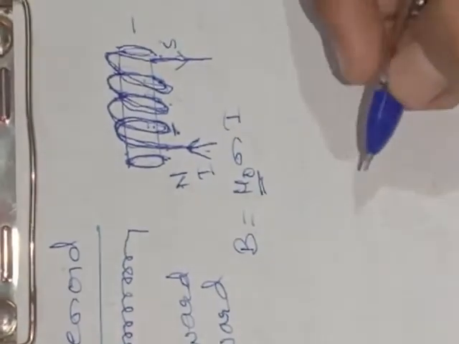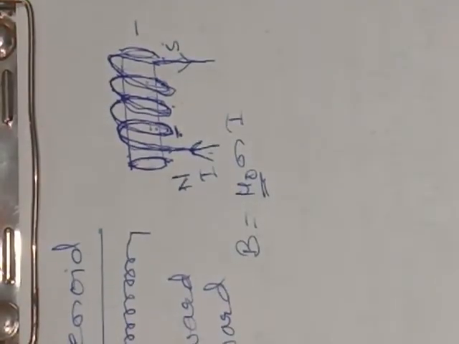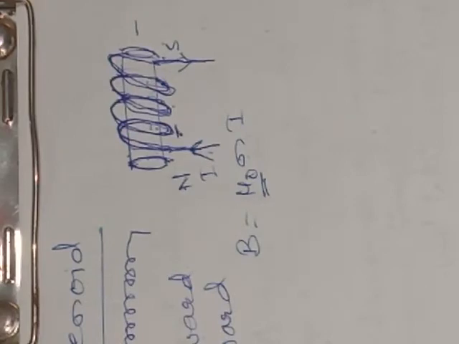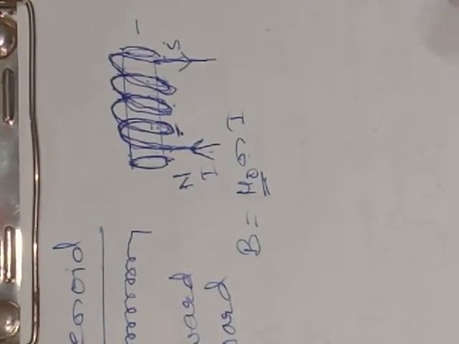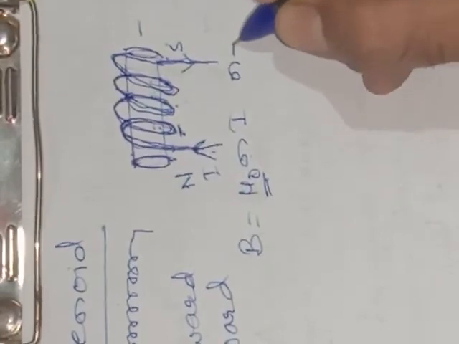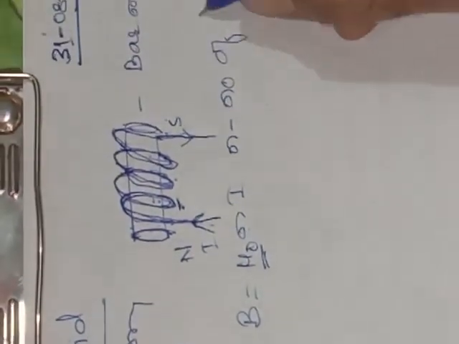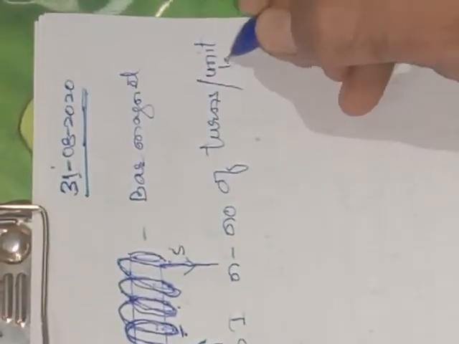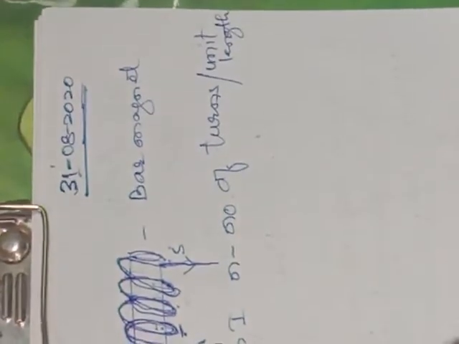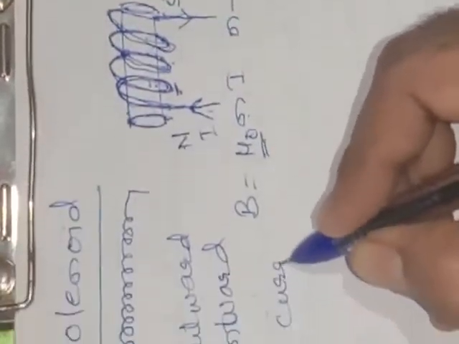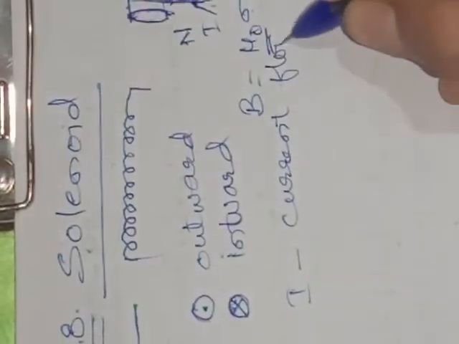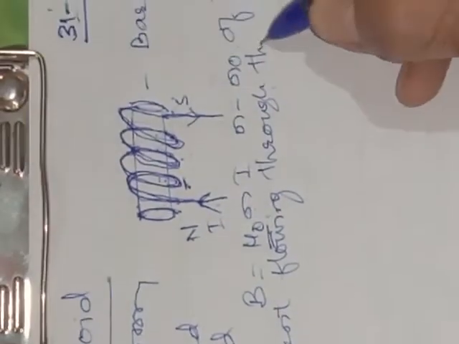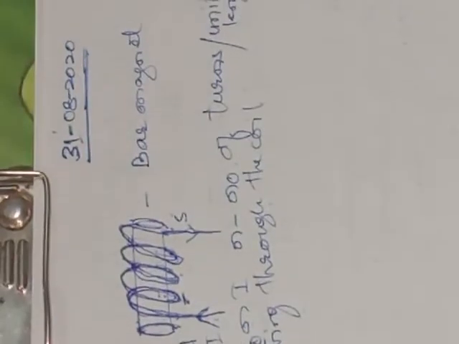where mu naught is what? Permeability of free space. What is N? N is the number of turns per unit length. What is I? I is the current flowing through the coil. Clear?